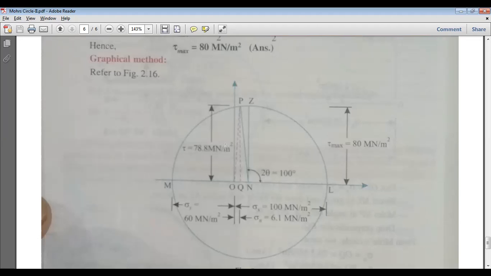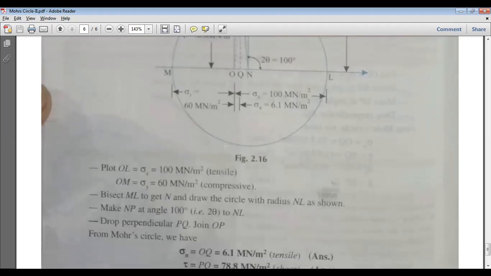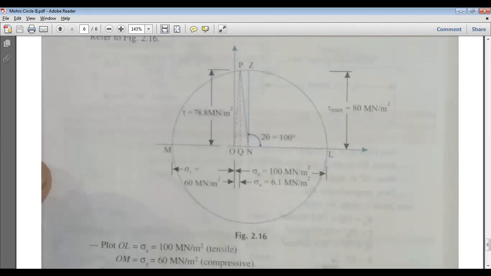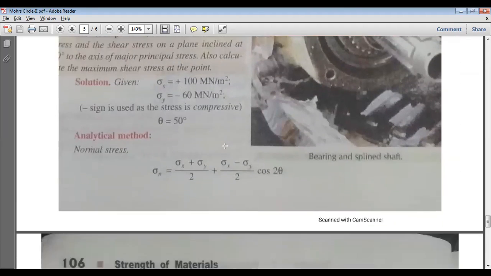This will solve your problems through the Mohr circle. Do a few problems by application of the analytical method, and then apply the Mohr circle.